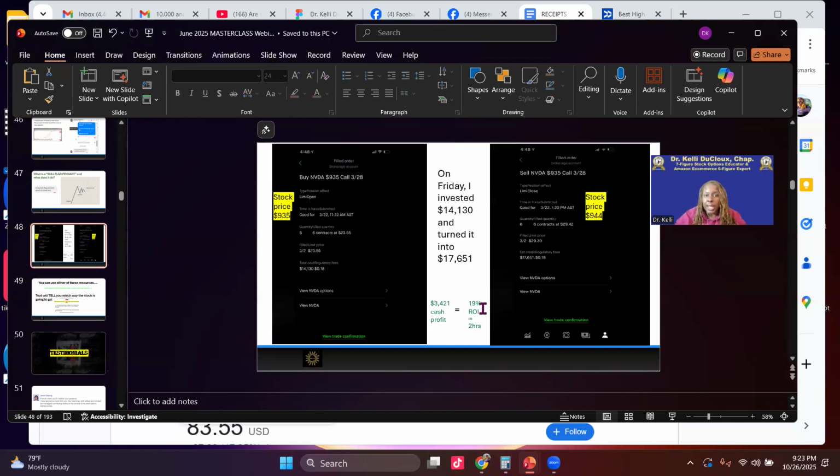On this one, I made a percent ROI of 19%. Am I happy with 19%? Absolutely. The minimum amount you should be making with your money is 1% per month, so that's 12% a year. So if I can make 19% in 2 hours, I'm happy with that.